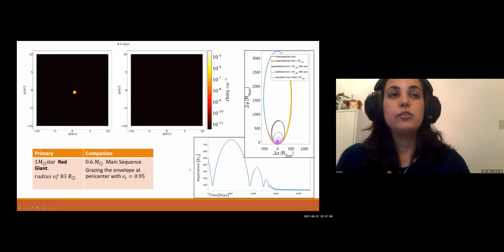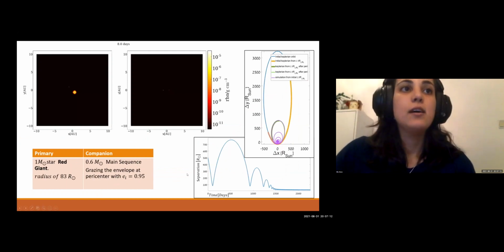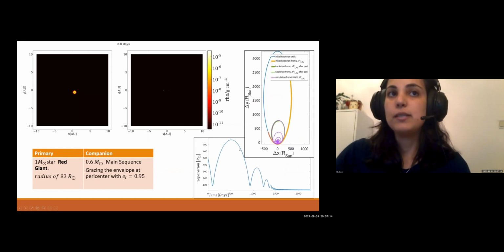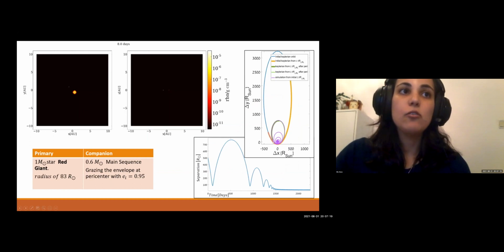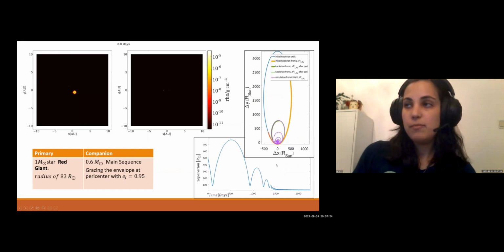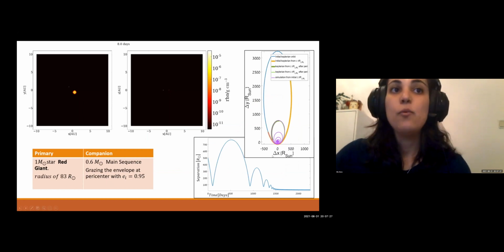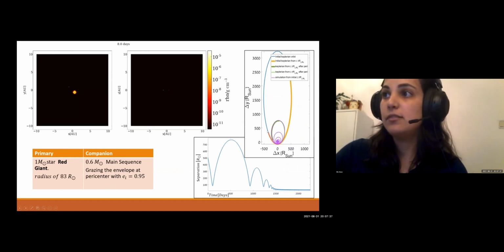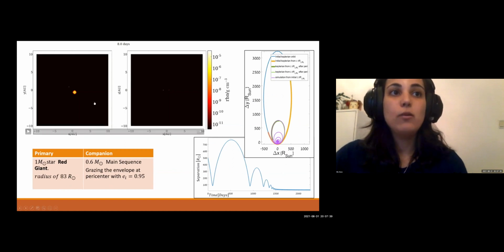So now let's see how this evolution looks. So we have one solar mass red giant with 0.6 solar mass companion grazing its envelope at pericenter with an initial orbital eccentricity of 0.95. And to save time and reduce numerical errors, we begin this simulation when the separation is more than twice the Roche lobe size, so that the giant and companion do not interact earlier in the orbit from the apocenter, so here in this point. And we see both views of plane, parallel and perpendicular. So here the orbit is toward us.